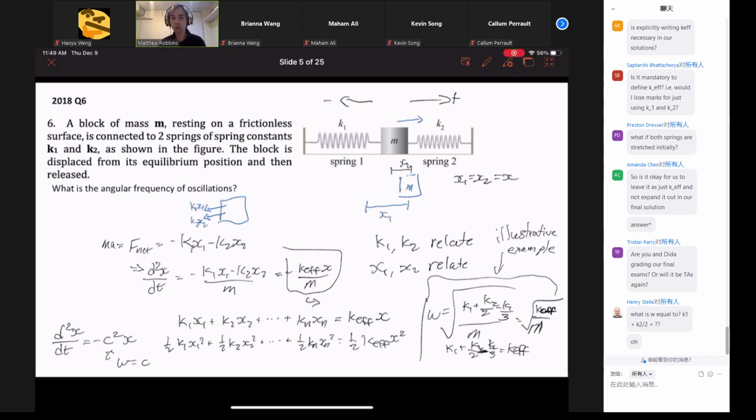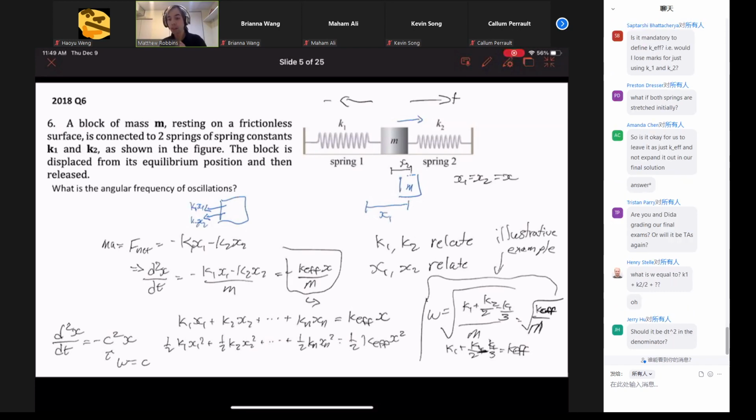This one, I can't remember. I think this was a 12-mark question on the 2018 exam. There were multiple parts to it, but basically everything came down to getting the differential equation. Are there any other questions about this?